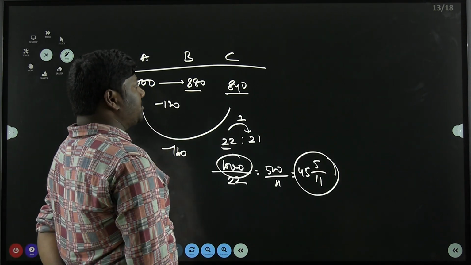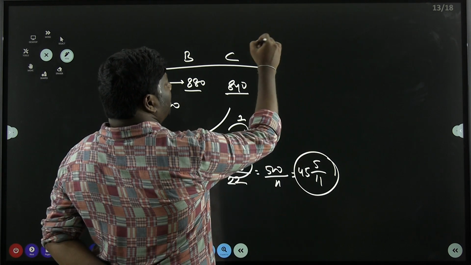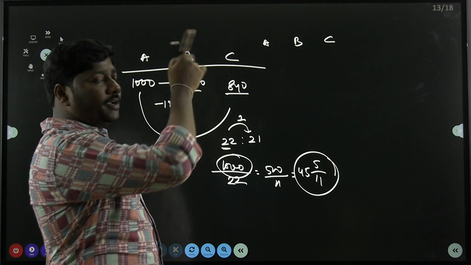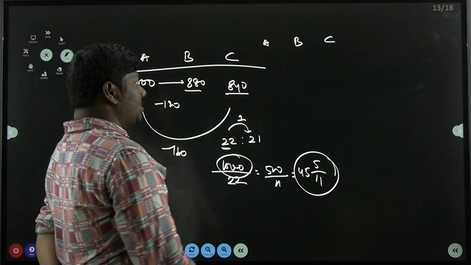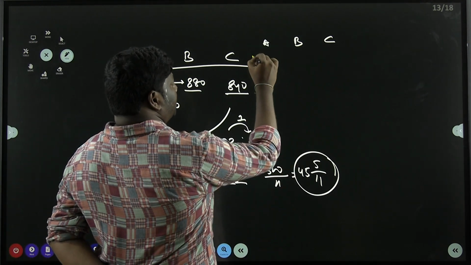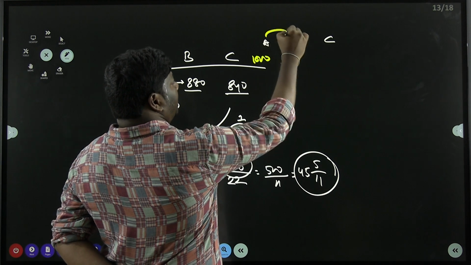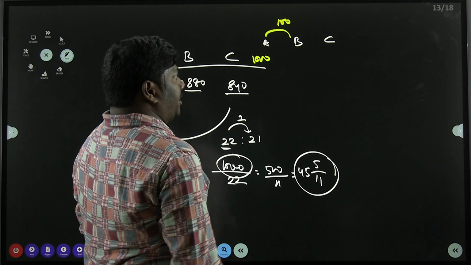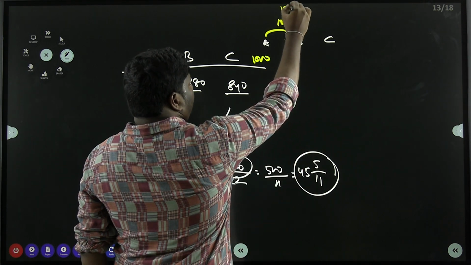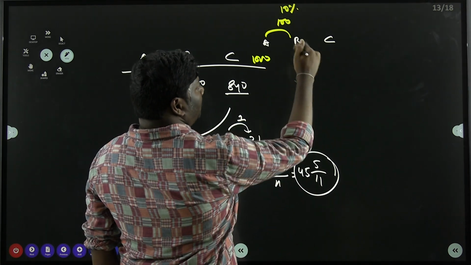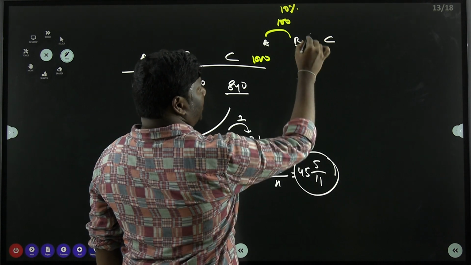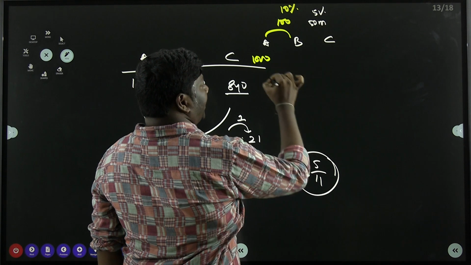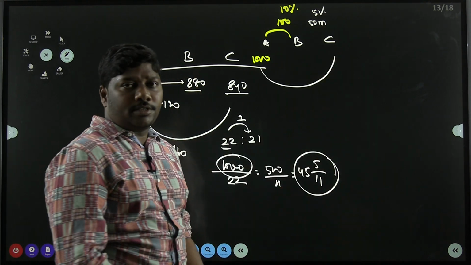Generally, they may give it in terms of percentage also sometimes. A beats B and B beats C. So A beats C by how many meters, they may also ask you. Suppose in a 1000 meter race, A beats B by 100, that is 10%. B beats C in the same 1000 meter race by 50 meters, that is 5%. Therefore, A beats C by how many meters, they may ask you.